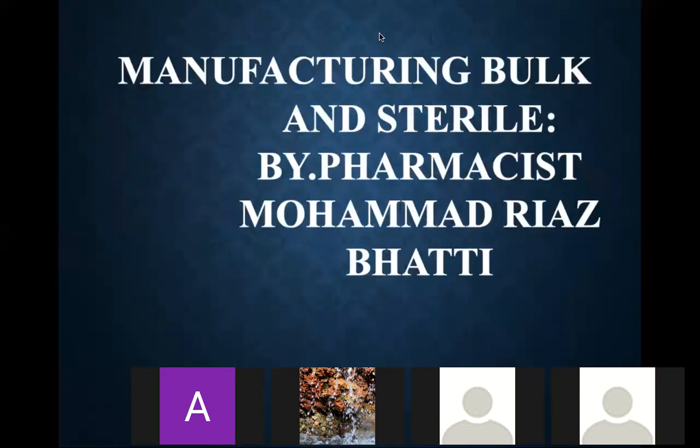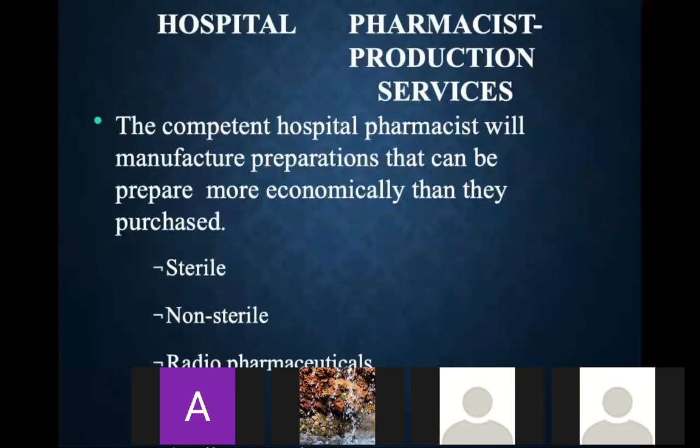Bismillahirrahmanirrahim. So, this is our topic, manufacturing bulk and sterile products. In a quaternary care hospital, how many types of hospitals are there? There are primary, secondary, tertiary, and quaternary care hospitals. The four types of hospitals: primary, secondary, tertiary, and quaternary care.